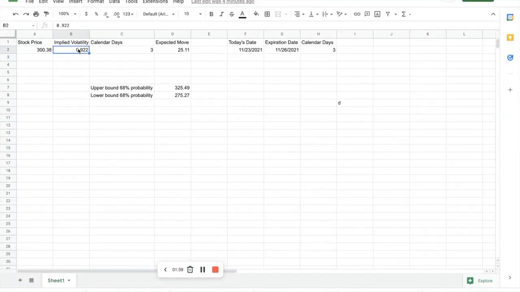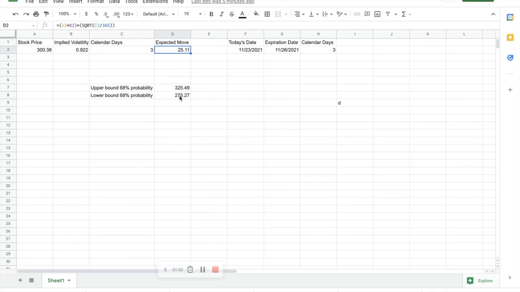Okay, let's take what we just learned with Roku and apply that to a stock that's going to have an earnings announcement tomorrow. The stock I'm looking at currently is Autodesk. So let's calculate the expected move. I'll open up my Google Sheets. I took this from Tasty Trade. The current volatility is about that, the stock price is trading at 303.8, and 3 calendar days. So we're looking at a $25 expected move.